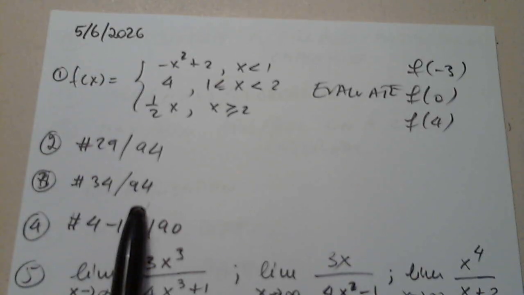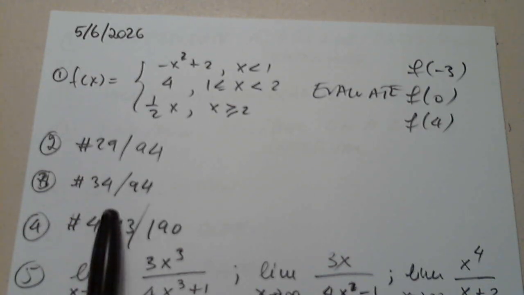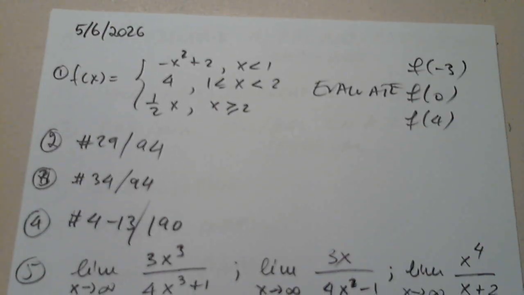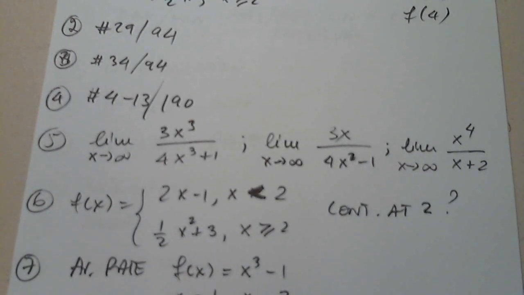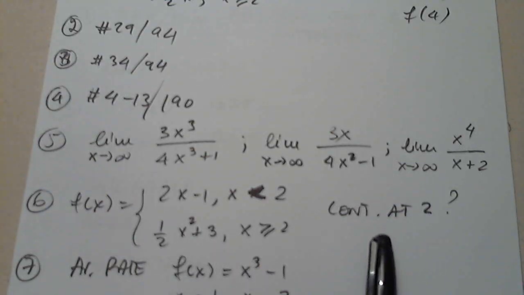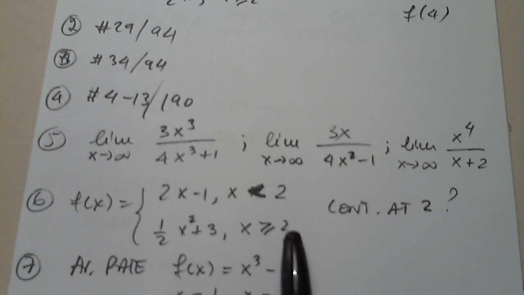39 is from chapter 1, again reading from the graph, reading limits from the graph. And the same thing here. Then talking again about limits and how to calculate limits. Number 6 is continuity. We're given a piecewise defined function. We're asked, is this function continuous at 2? We did this also last time.